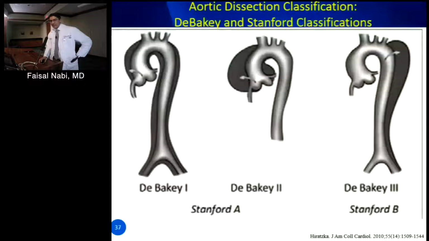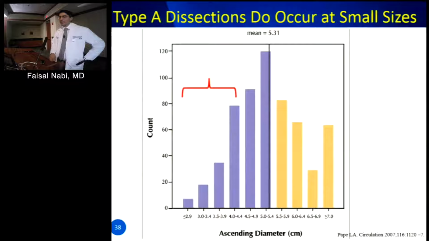We talked a little bit about the DeBakey and Stanford classifications. This is just a quick slide to show that of all the type A dissections, we often hear that the aorta has to be enlarged, but this is a nice table that shows that in this one particular study, the mean was 5.3, but aortic dissections did occur in smaller aortas.